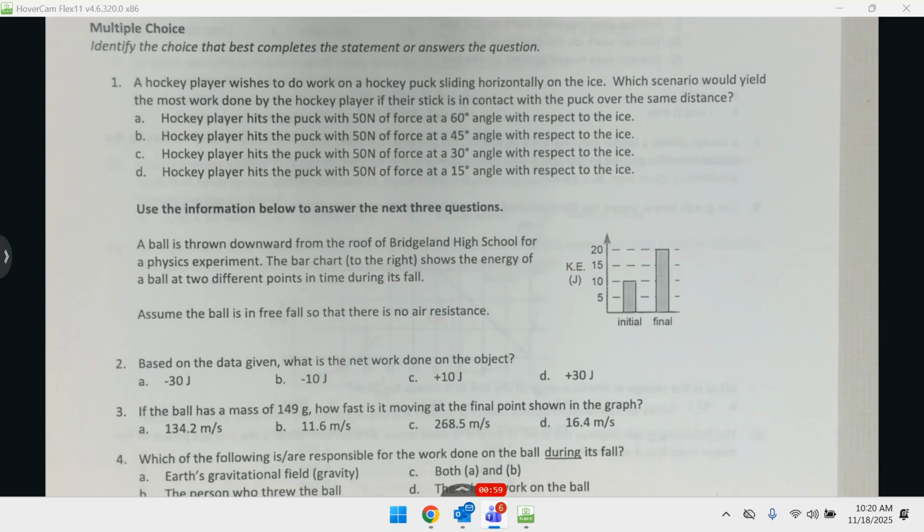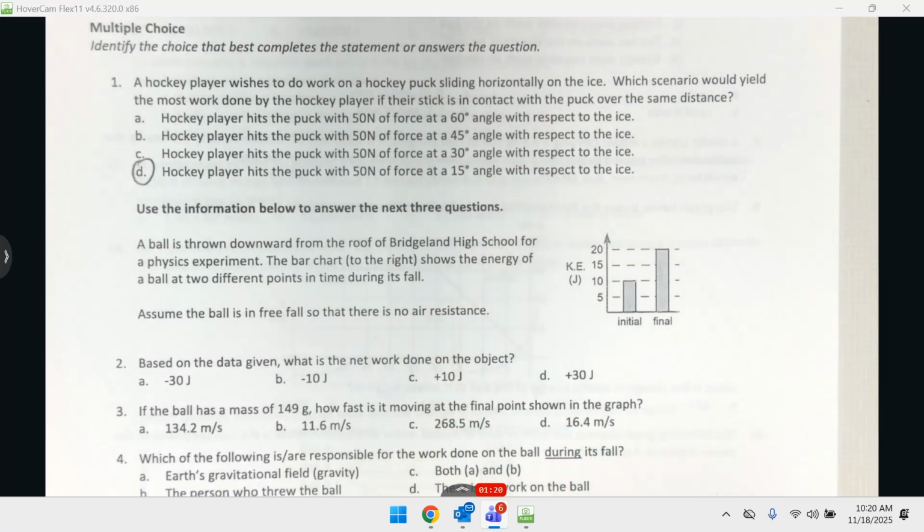The closer that angle is to 0, where it is parallel and in the same direction, the more work you're going to do. And you can kind of picture those triangles, because as those angles get smaller, the horizontal component of your triangle gets longer and longer. And so you just want to pick the one closest to 0. And that's going to be answer choice D. And as I said, almost everybody got this one right.